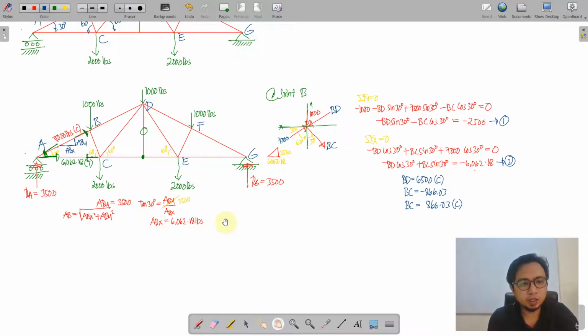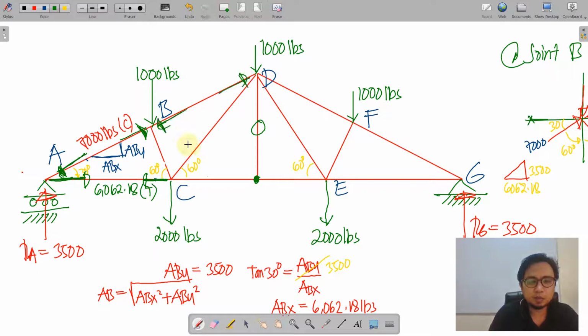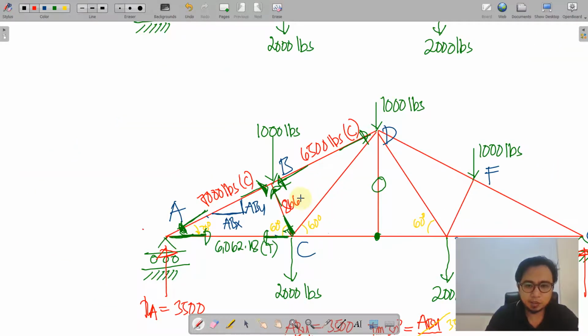We have already gained BC and BD, so we're going to place that in our truss. For BD, we have a compression equivalent to 6,500 pounds. For BC, we also have a compression equivalent to 866.03, which is also in compression.